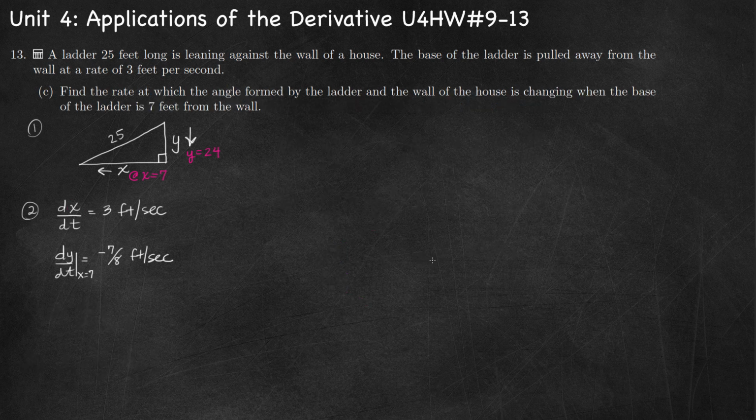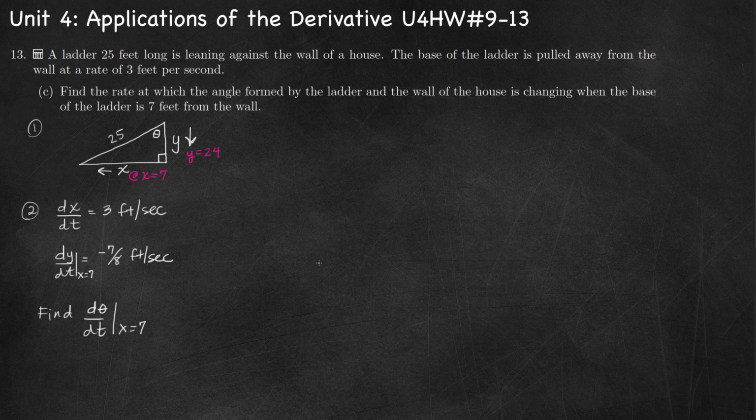Part C, find the rate at which the angle formed by the ladder and the wall of the house is changing when the base of the ladder is 7 feet from the wall. So in our diagram, theta is this angle up here. It's the angle formed by the ladder and the wall. And we want to find how quickly that angle is changing when x equals 7. So find dθ/dt when x equals 7.